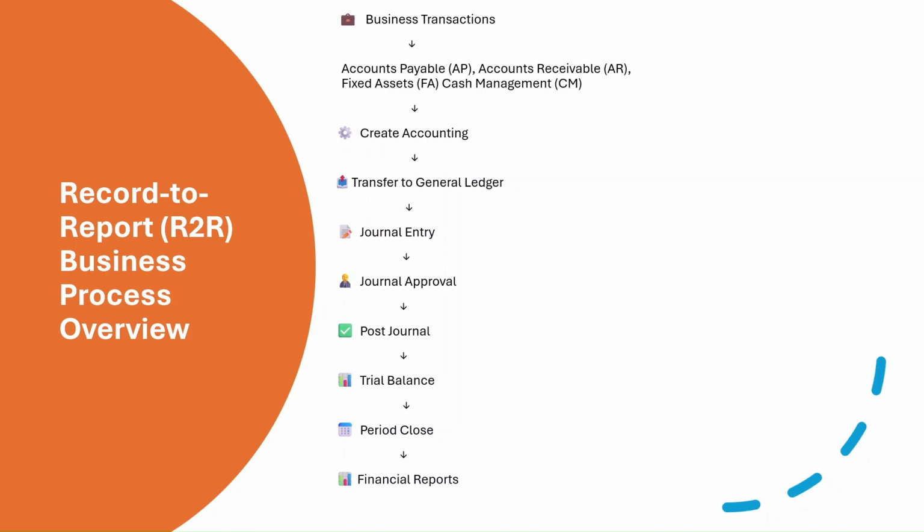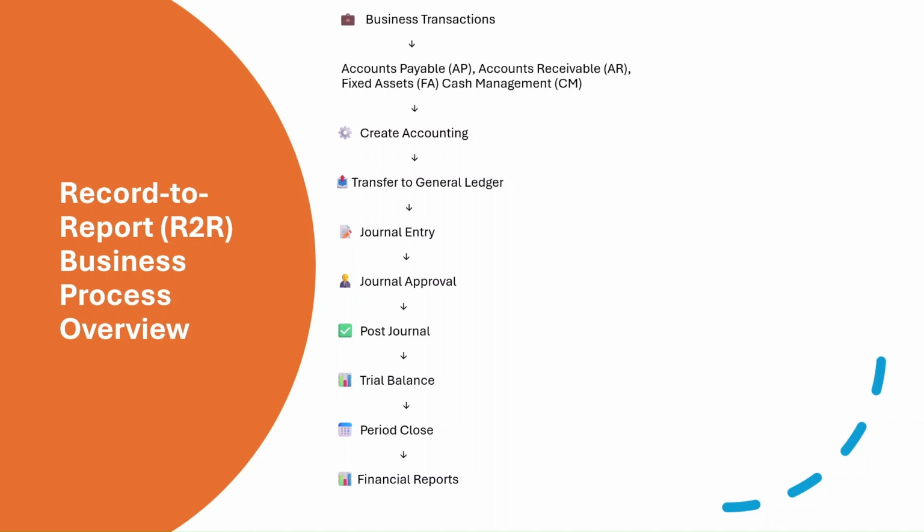Then move to transfer to GL. After accounting is created, Oracle transfers the accounting entries to the general ledger. This allows all financial transactions to be stored in one central accounting module. Then move to journal entry. In the general ledger, finance users review and manage journal entries, for example, recording the salaries, expenses, or office entry.